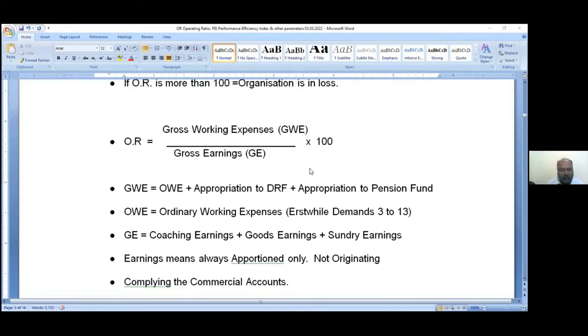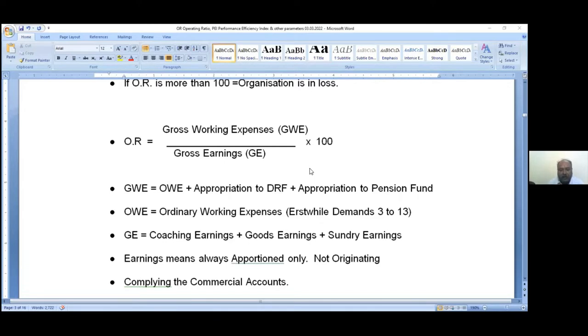So the gross working expenses formula is equal to ordinary working expenses plus appropriation to DRF in the current year plus appropriation to pension fund in the current year. That is called gross working expense or total working expense. Ordinary working expenses plus appropriation to DRF plus appropriation to pension fund.